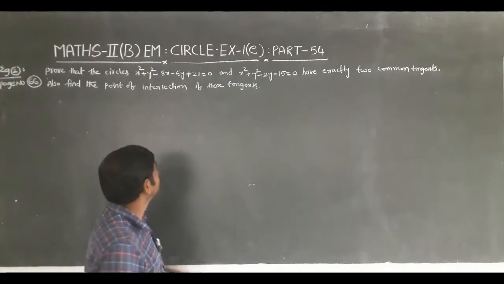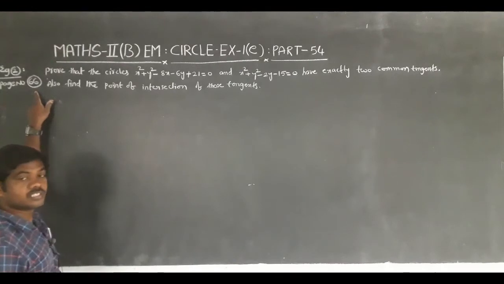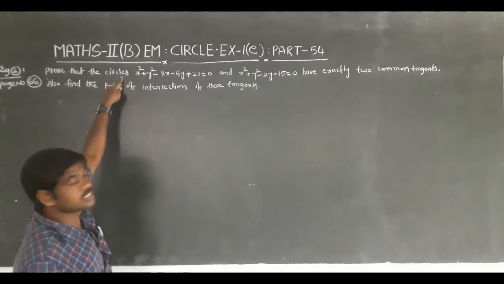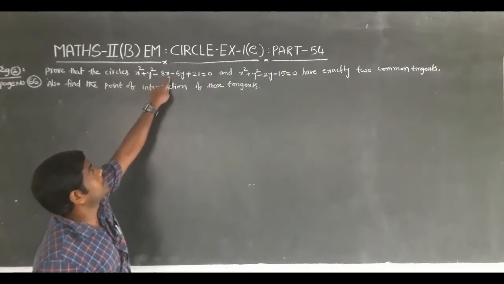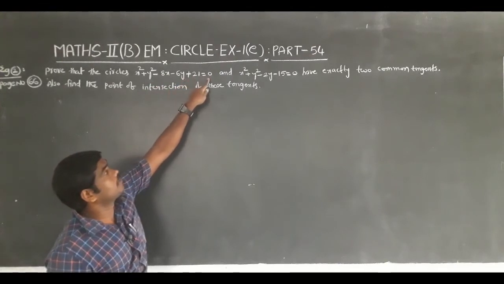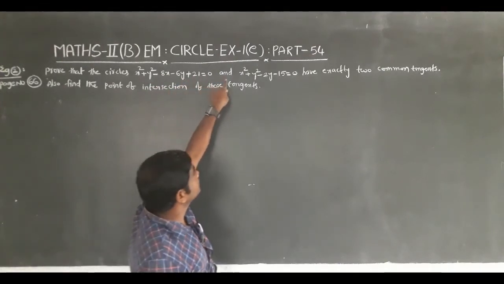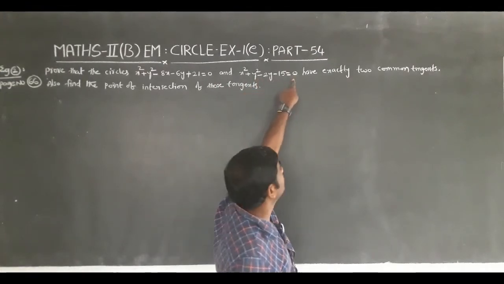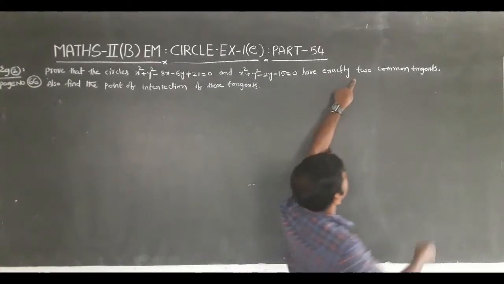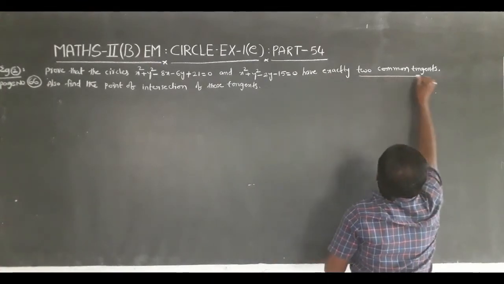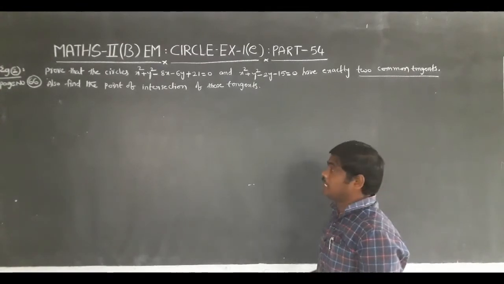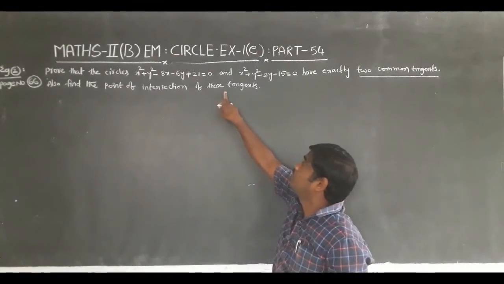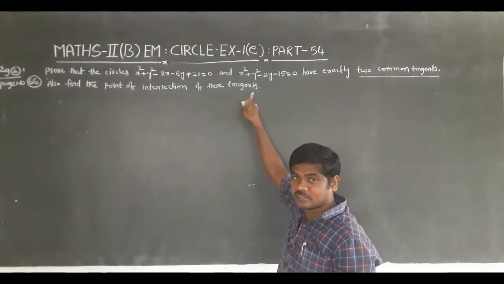Example number 2, page number 66. Prove that the circles x square plus y square minus 8x minus 6y plus 21 is equal to 0 and x square plus y square minus 2y minus 15 is equal to 0 have exactly two common tangents. Also find the point of intersection of those tangents.